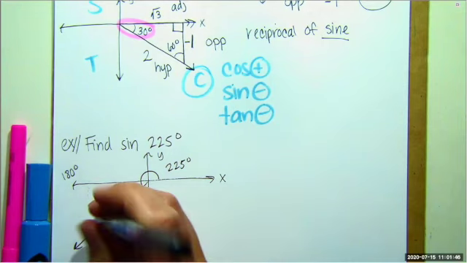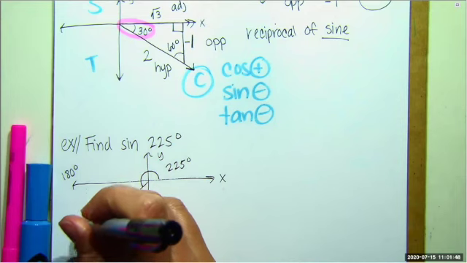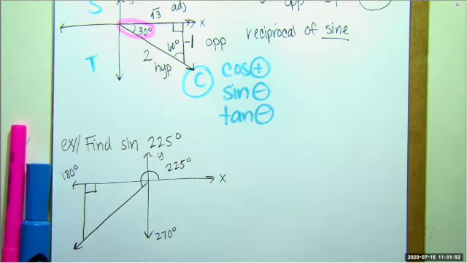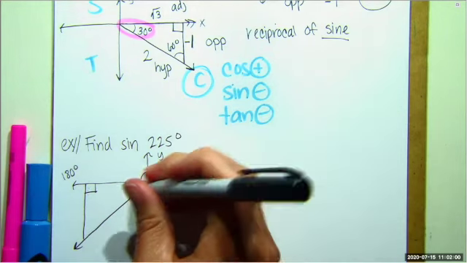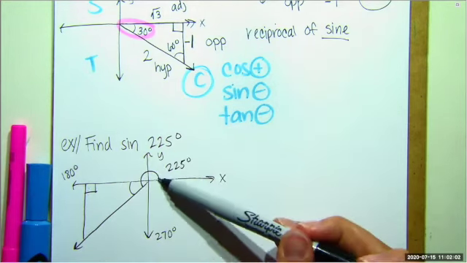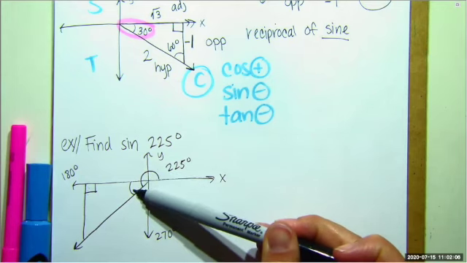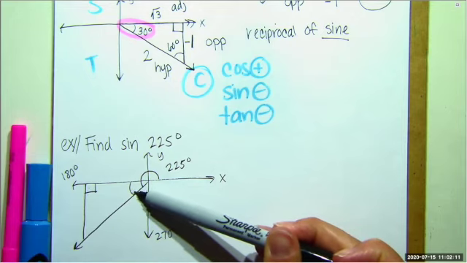Our next step is to drop a perpendicular from the terminal ray to the positive x-axis, forming a triangle. The next step is to fill in our angles and sides. All right, guys, help me out with this one. This whole angle here is 225. What is the angle inside this triangle? What's the angle right here?